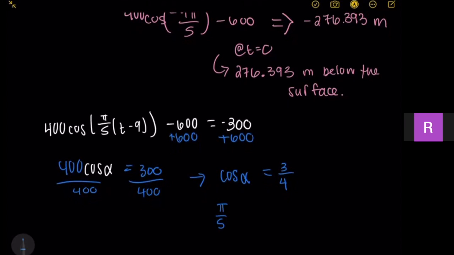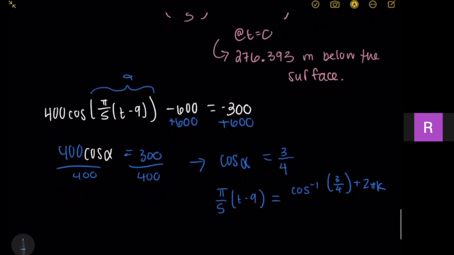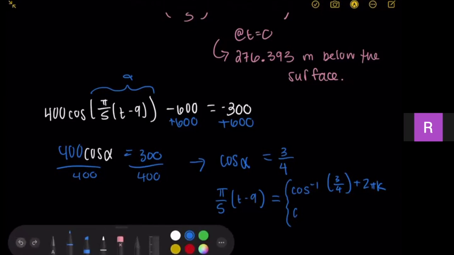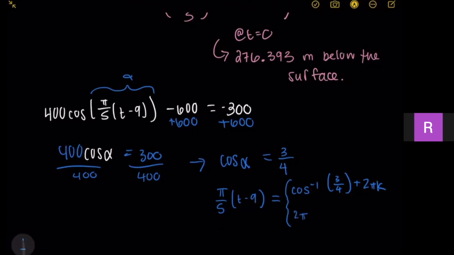But the only thing is we still have other things going on inside of this alpha and inside of the cosine. So we're gonna have that the entirety of what's inside of alpha is gonna come here, and we're gonna set this equal to the inverse cosine of 3/4. And once again, we're gonna have our plus 2 pi k to represent any revolutions that would need to be made. And then we're gonna also have this equal to 2 pi minus cosine inverse of 3/4 plus 2 pi k.